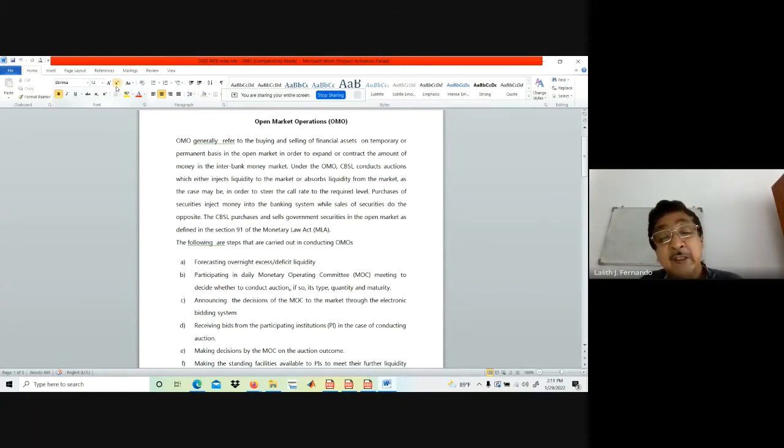If there's a deficit in liquidity, what do they do? They purchase securities from the banks. When they purchase securities from the banks, they pay money to the banks, and that goes to the banking system.